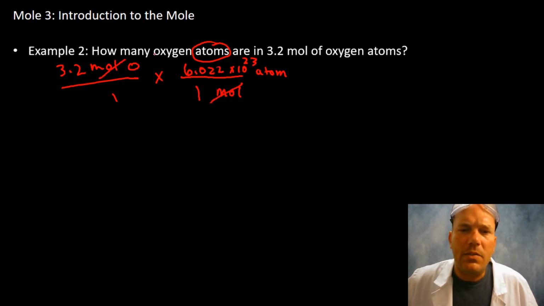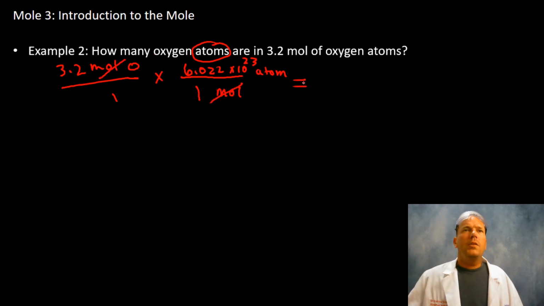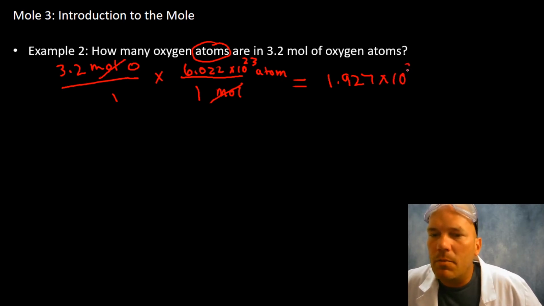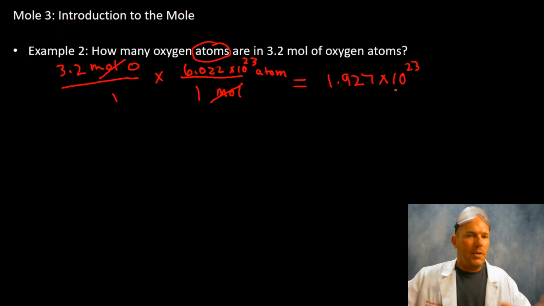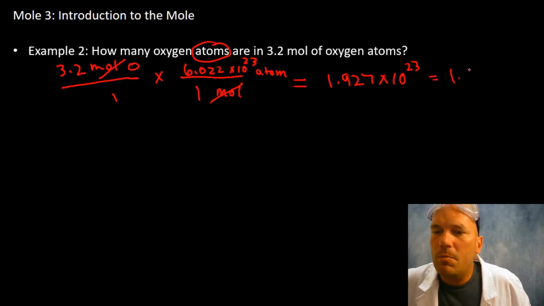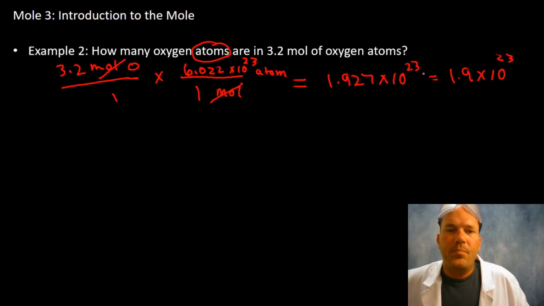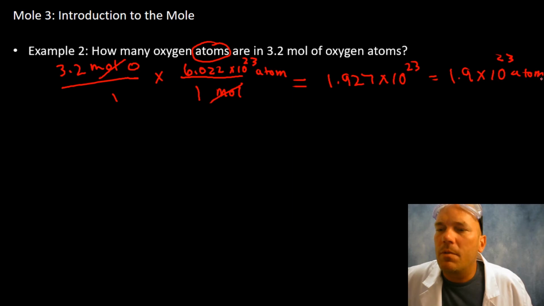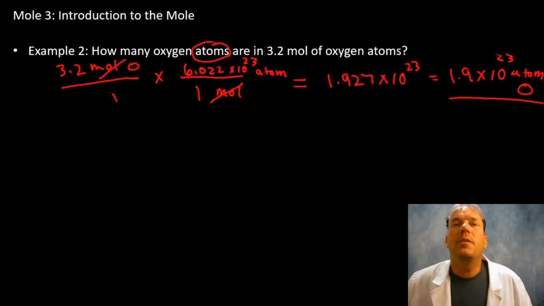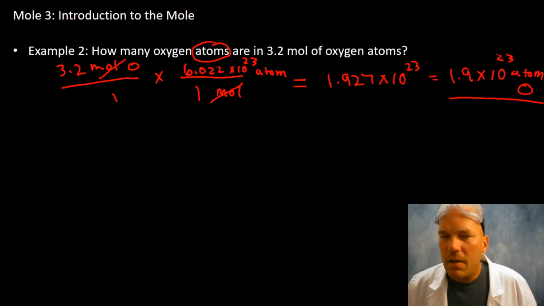I want atoms in the end. My moles cancel. Okay? So when you pop this in, you're going to get 1.927 times 10 to the 23rd. But we're going to now pay attention to sig figs. So we're going to use 2 sig figs here. And so we're going to say final answer 1.9 times 10 to the 23rd atoms. Don't forget to include everything, atoms of oxygen. And that's going to be our final answer there. Okay.